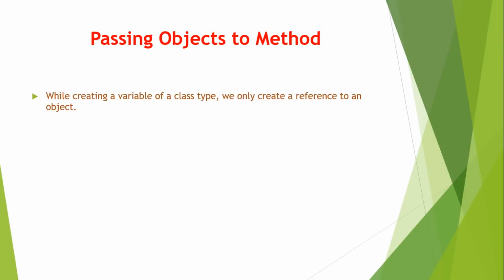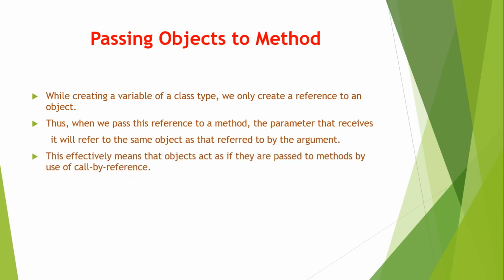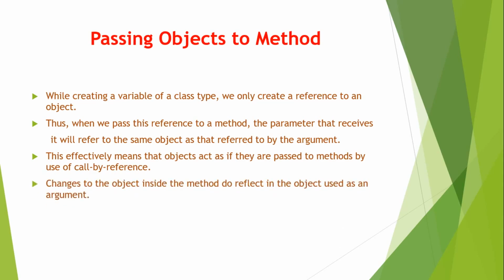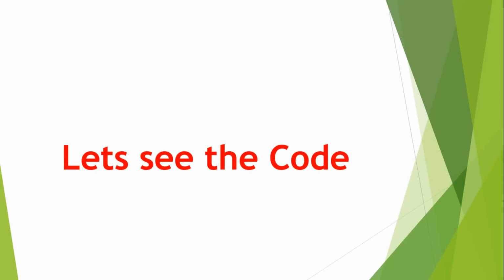While creating a variable of class type, we only create a reference to an object. Thus, when we pass this reference to an object, the parameter that receives it will refer to the same object as that referred to by the argument. This effectively means that objects are passed to methods by use of call by reference. Changes to the objects inside the method do reflect in the object used as an argument. Let's see the code for how we can implement passing objects in Java.